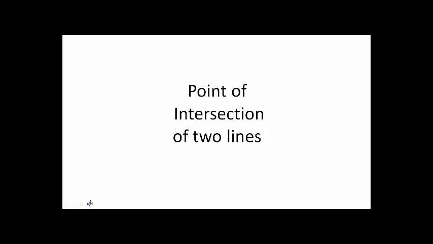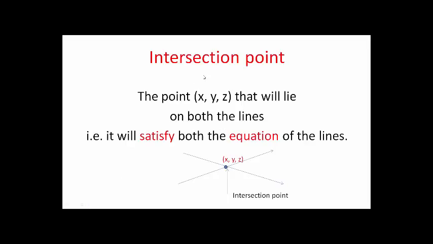In three-dimensional geometry, today we will discuss the topic of point of intersection of two lines. Now, what is point of intersection? The intersection point, let this be x, y, z, is the point that will lie on both the lines. That is, it will satisfy both the equations of the lines. Let's see, for example, we have these two lines.